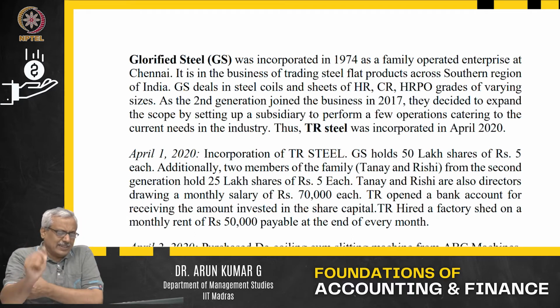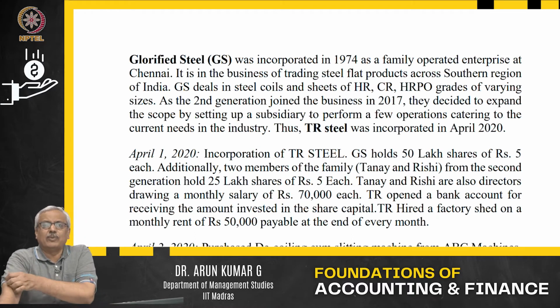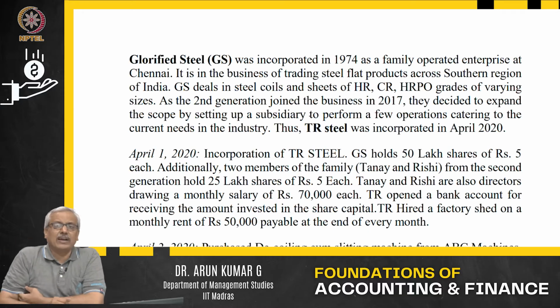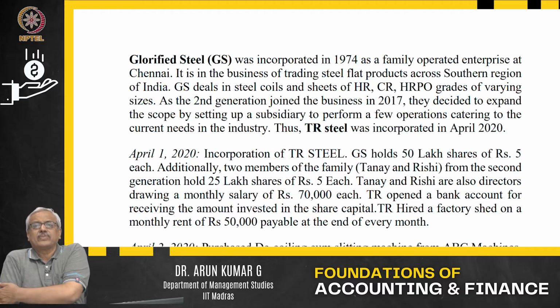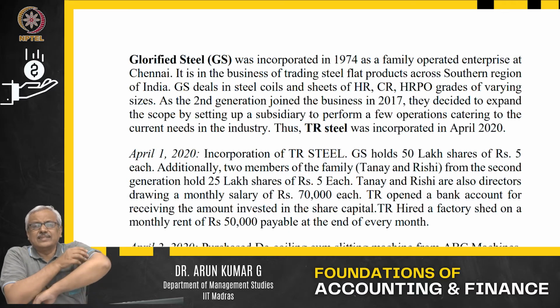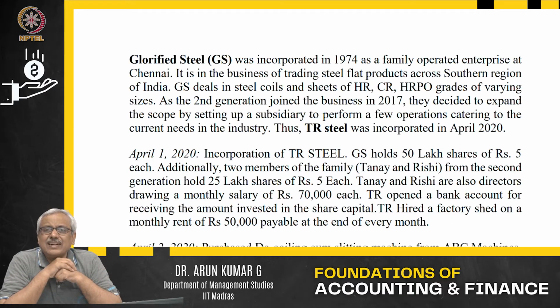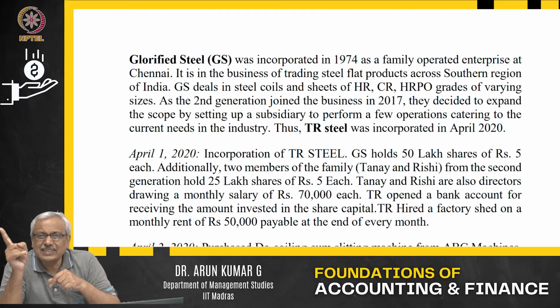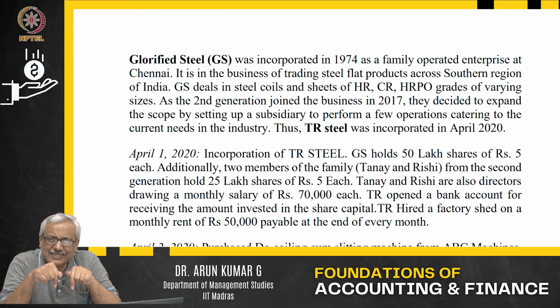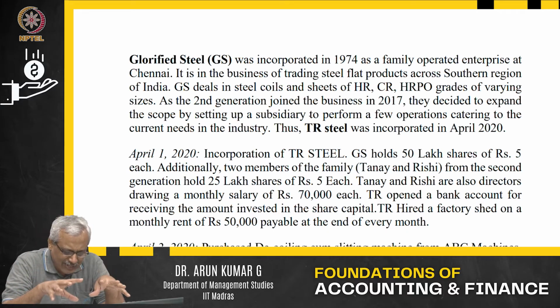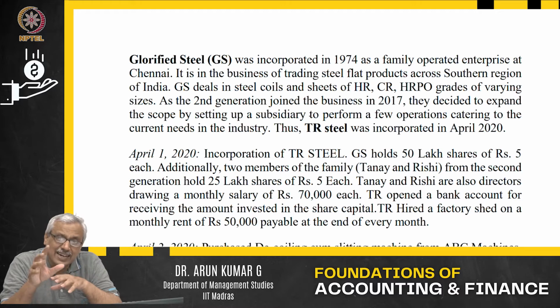Then going further on the same thing. TR hired a factory shed on a monthly rent of 50,000 payable at the end of every month. Now, what happens? You have hired a shed. Rent is payable when? End of the month. As of today, is there a transaction? No, there is a contract that is signed. No transaction. Contract is different from transaction. There is a contract that is signed that I will pay the rent at the end of the month.